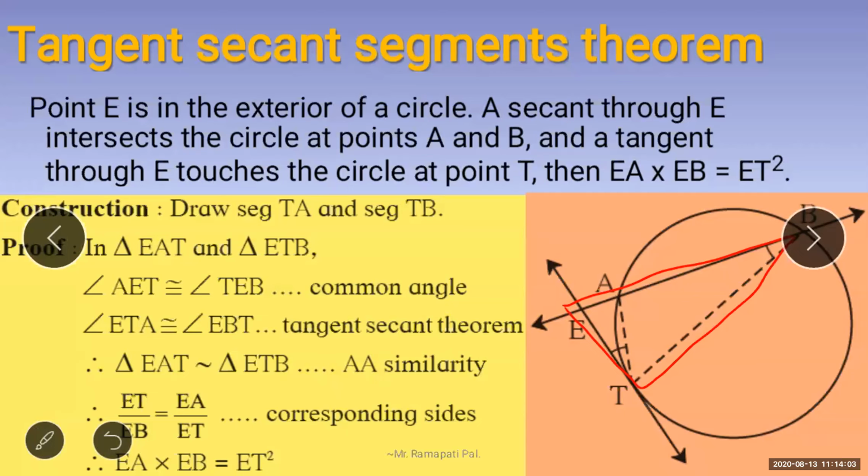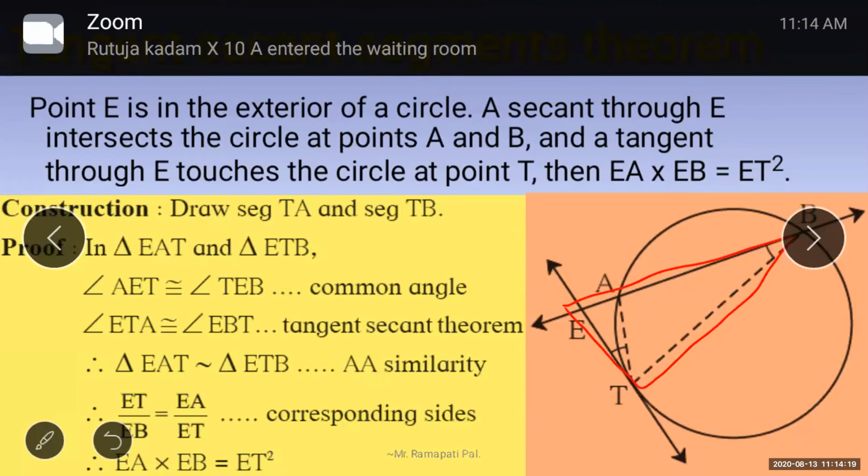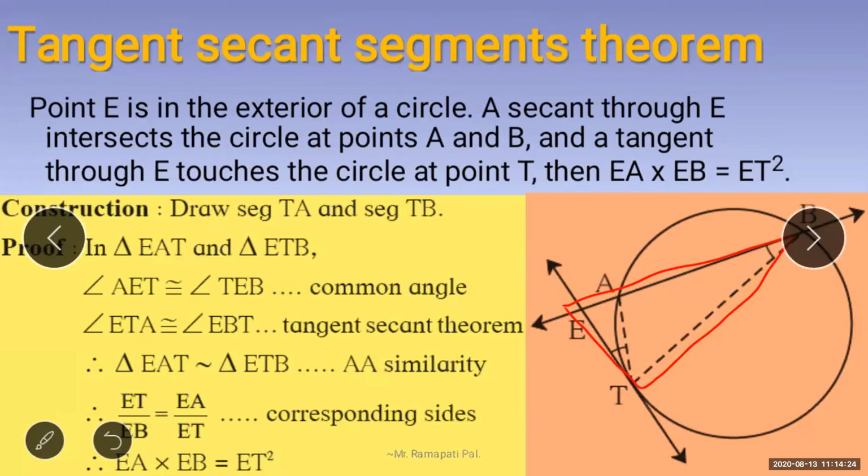So both triangles are similar by the AA test. And once the triangles are similar, their sides are proportional. Is it clear? Now we will write the ratio of that. ET upon EB is equal to EA upon ET. That is corresponding sides of similar triangles. Now here, EA into EB is equal to ET square.